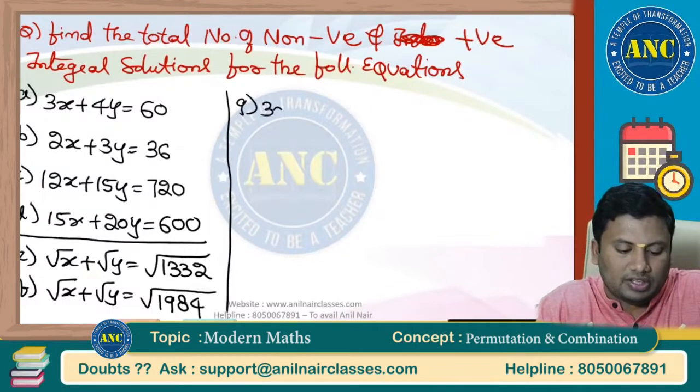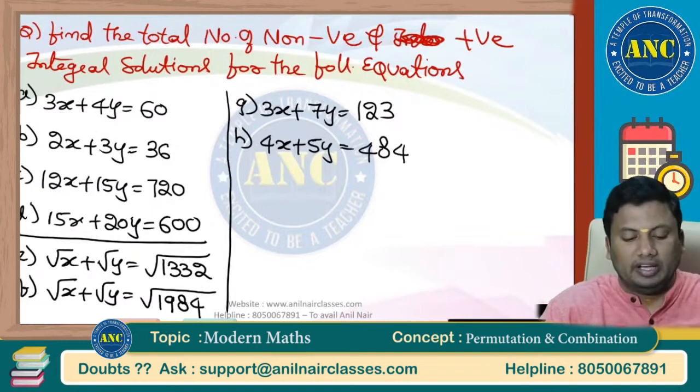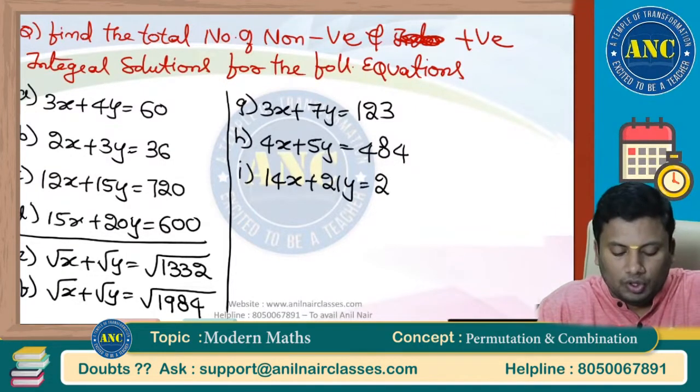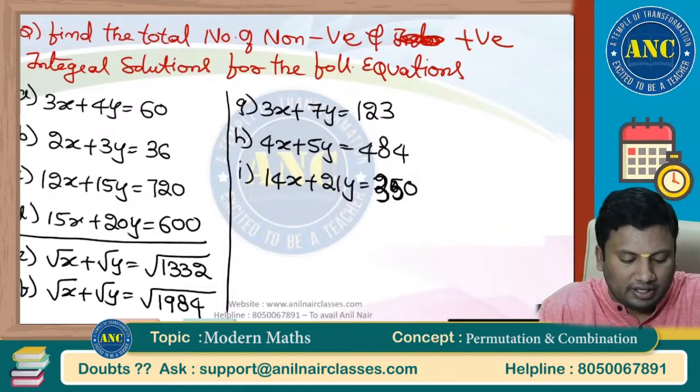G. 3x plus 7y equivalent to 123. H. 4x plus 5y equivalent to 484. I. 14x plus 21y equivalent to 350.